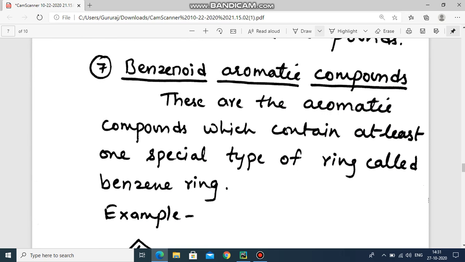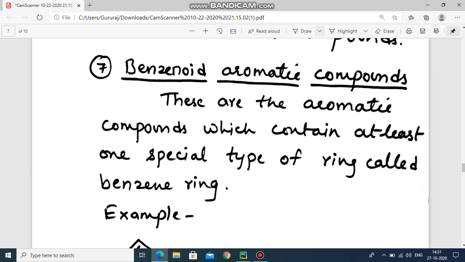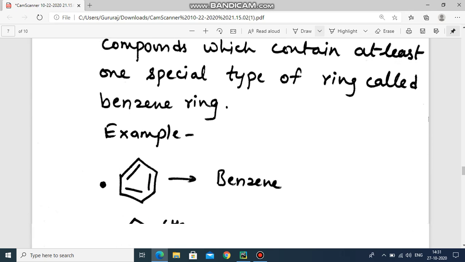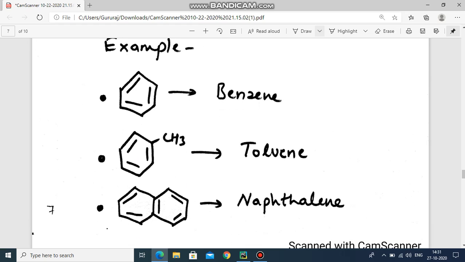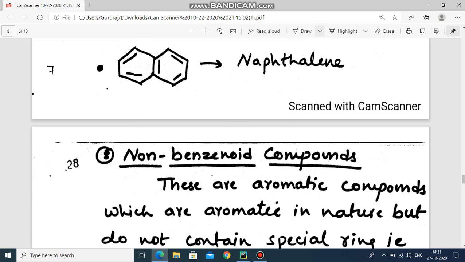Let us see benzenoid aromatic compounds. Benzenoid aromatic compounds are the aromatic compounds which contain at least one special type of ring called a benzene ring. You all know what a benzene ring is. The first example is benzene itself. The second one is benzene with a CH3 group, which is called toluene. Then there may be one or more benzene rings. Another example is the two-benzene-ring compound, which is called naphthalene. All these are benzenoid aromatic compounds.